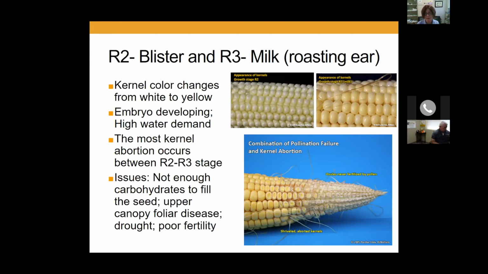Usually the kernels that are aborted are towards the top end of that ear, because these were the last pollinated. So the first pollinated usually get all the goodies, and the last pollinated only if that plant can support them. So aborted kernels, you can see these pollinated and they're just shriveling up. And again, this is just due to lack of nutrients, lack of water during R2 to R3.